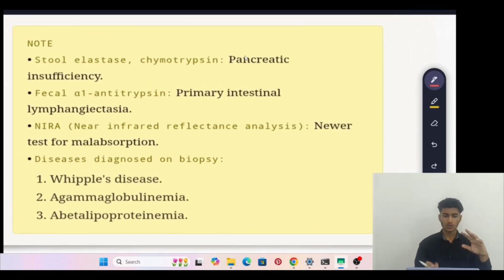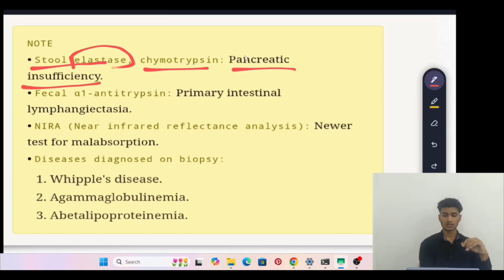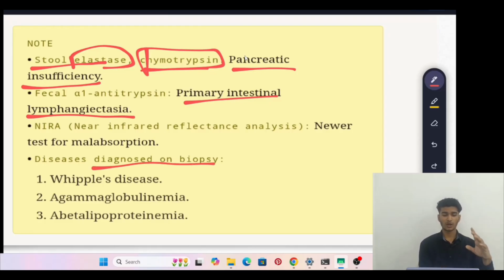Note: stool elastase and chymotrypsin. These indicate pancreatic insufficiency. If the pancreatic enzymes are insufficient, we will see elastase and chymotrypsin in the stool. Fecal alpha-1 antitrypsin indicates primary intestinal lymphangiectasia. In the previous lecture, we have discussed this. Diseases which we can diagnose by biopsy are Whipple's disease, agammaglobulinemia, and abetalipoproteinemia. We will see these diseases further.